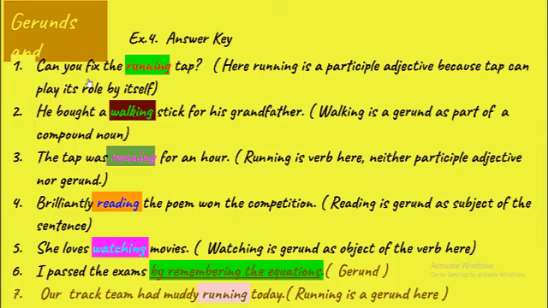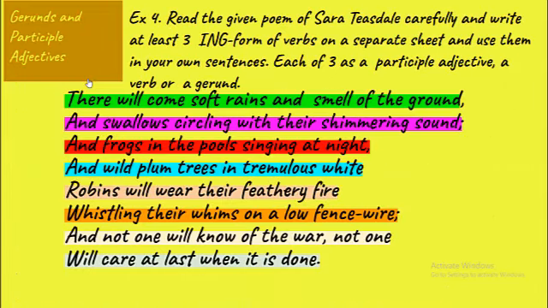Now I have one last very interesting task for you to see. In exercise 4, you are supposed to read this stanza of a poem. This is actually a stanza of Sara Teasdale. Her poem, Wartime, was very fascinating when I read it the first time. And now I have chosen this stanza for you to enjoy as well. Write at least 3 ing forms of verbs on a separate sheet and use them in your own sentences, each of the 3 as a participial adjective, a verb or a gerund.